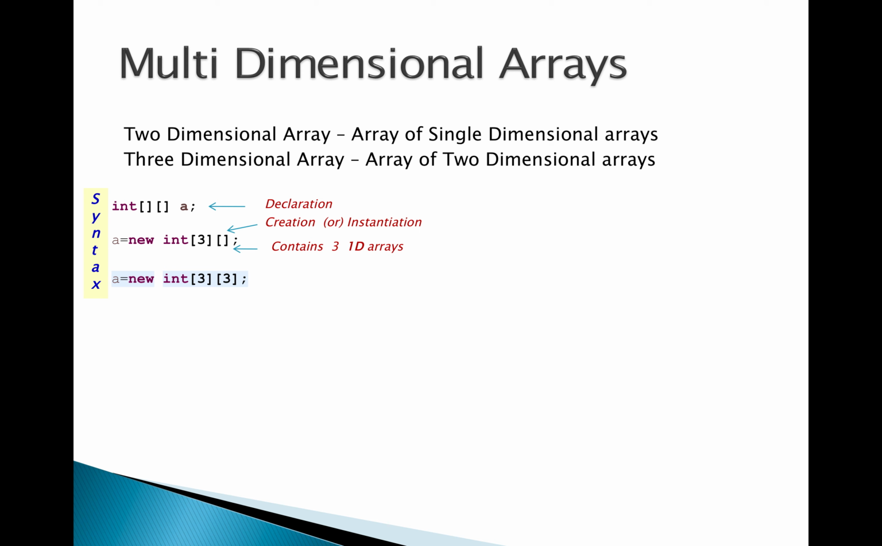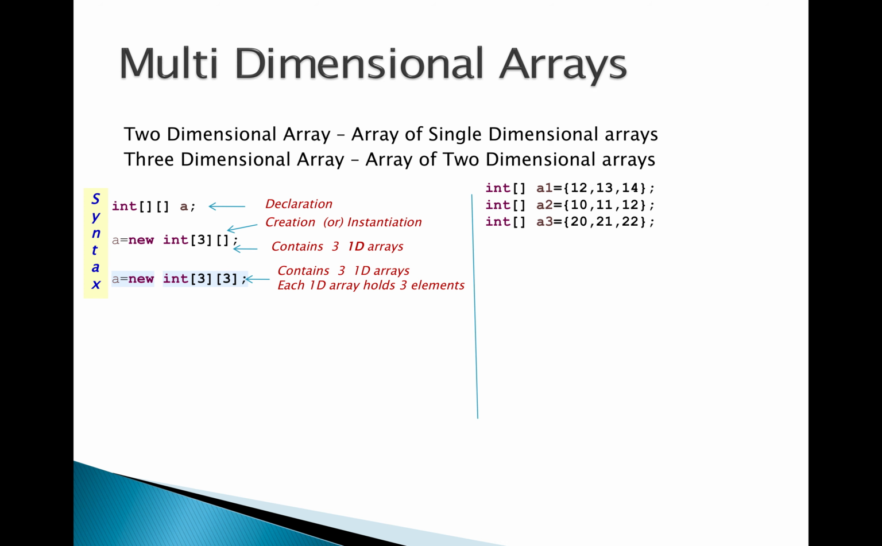So if you define like this, a is equal to new integer of 3 comma 3. I say it as 3 comma 3, even though there is no comma there, we represent it as 3 comma 3. Okay, so the first 3 means it is containing 3 one-dimensional arrays, and the second 3 means each of those one-dimensional arrays is going to hold 3 elements in it.